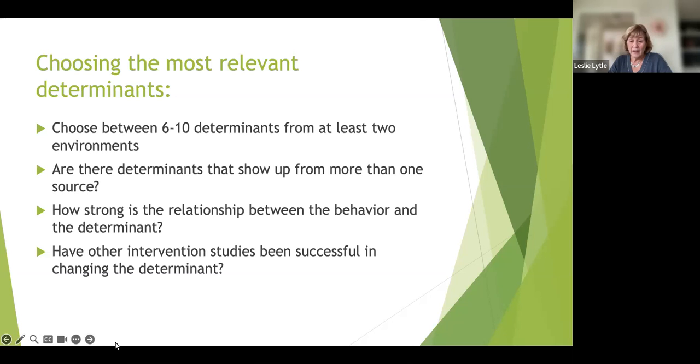We also look at our empirical evidence to see how strong the relationship is between the determinant and the behavior. The stronger it is, the more relevance it might have in an intervention. I look to see if other intervention studies have been successful in changing a determinant. That makes me think that there's some good success there. I might be able to identify, reach out to another investigator to see how they did this.